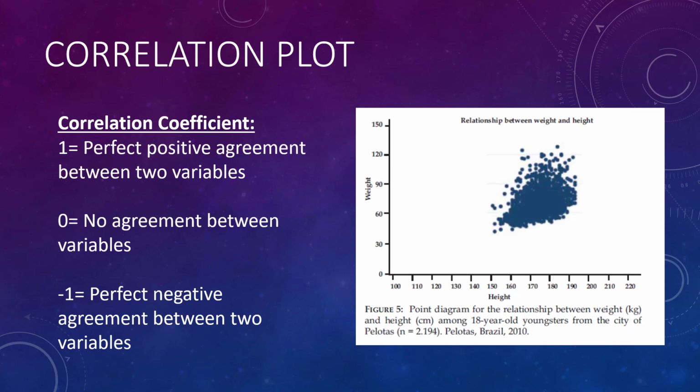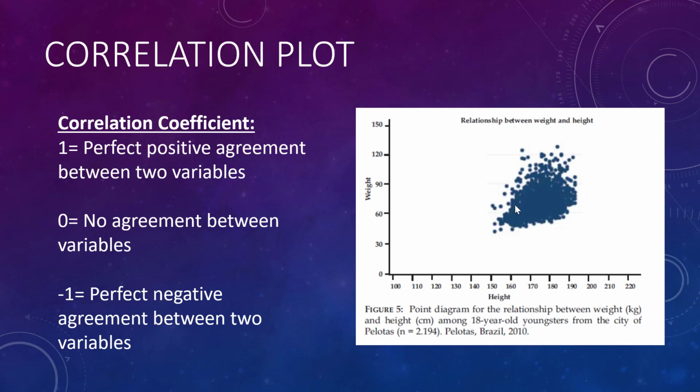Here's a scatter plot. With a scatter plot or a correlation plot, we're looking at two different variables that are continuous, like height and weight. For every subject, we put one dot, and so you can see that there's a lot of dots all overlapping one another. This data then can be analyzed, and we can look at what is the correlation between height and weight. If the correlation coefficient equals 1, that demonstrates that there's a perfect positive agreement between the two variables. So as height goes up, weight goes up, and there's a perfect correlation between the two.